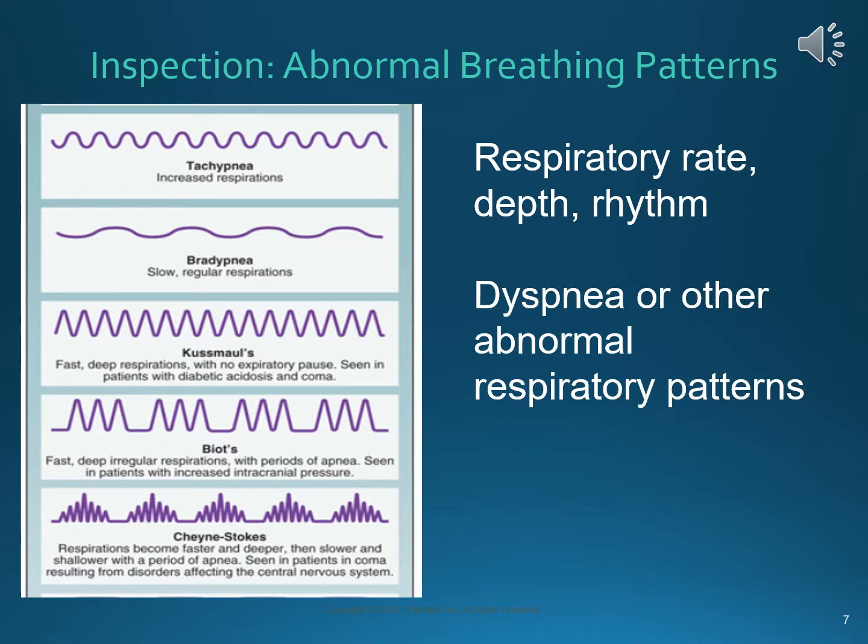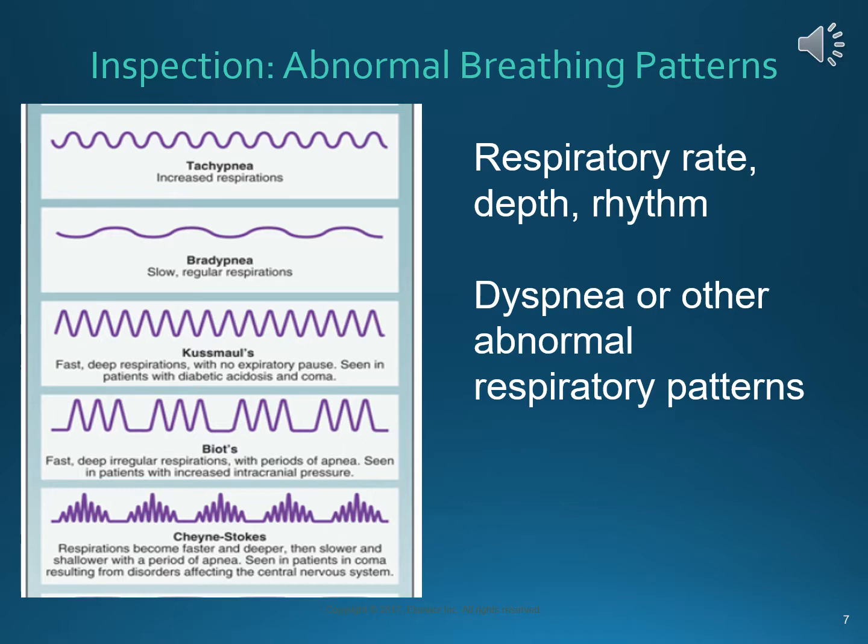Kussmaul's respirations are very rapid, deep respirations, no expiratory pause. They just breathe and breathe and breathe, and this is often seen in metabolic acidosis, such as diabetic ketoacidosis, and also in a coma. Biot's breathing is fast, deep, irregular respirations, and there is a period of apnea in between. And you see this in people with increased intracranial pressure if they have head injuries.